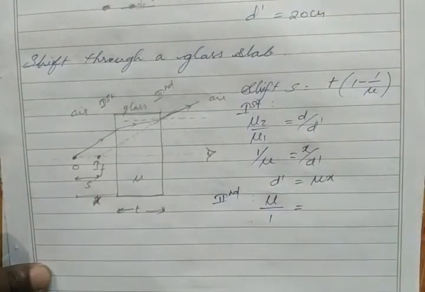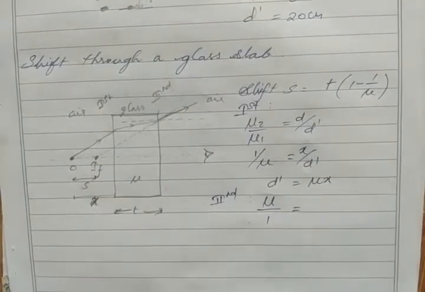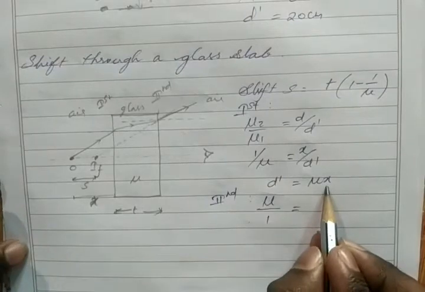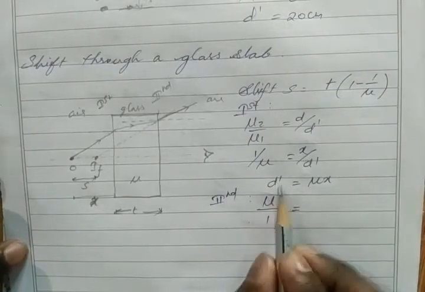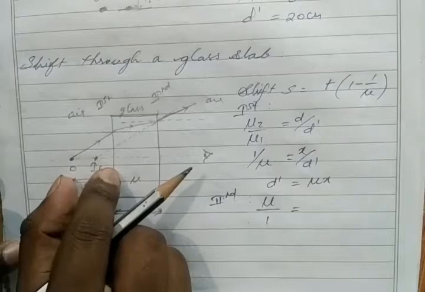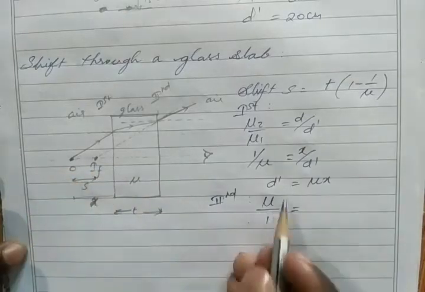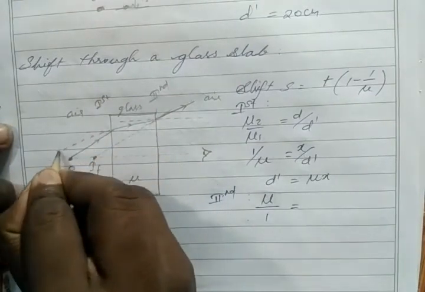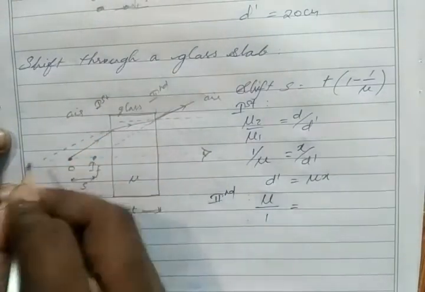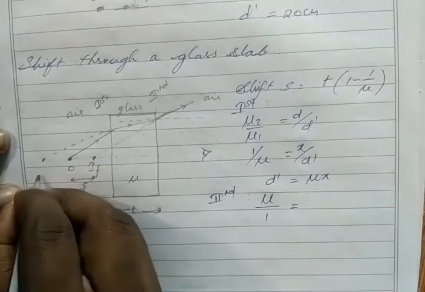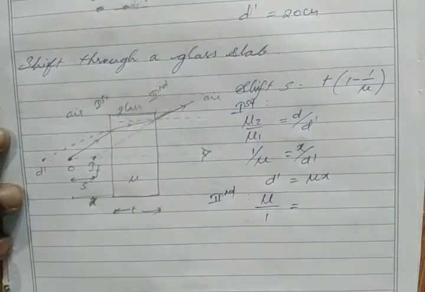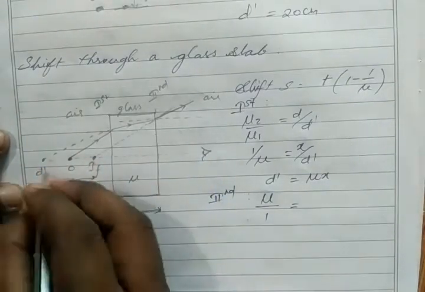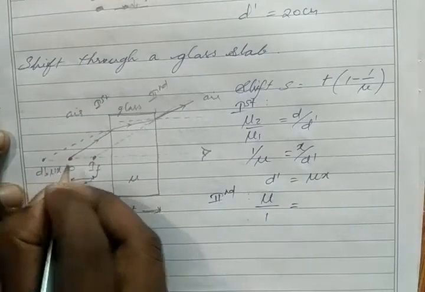Then what is D here? First we mark this point. We found D dash equals mu x. Correct? So where does this D dash appear? D means real depth, and D dash appears when you extend this line, and this point is our D dash. So this O is our D and this point is D dash. What is the value of D dash? D dash equals mu x.